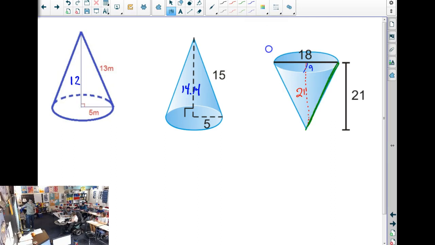What did we get for the slant height out here? 22.8. I got 22.8. It's got to be bigger than 21, that's for three. Yeah, 22.85. Square root of 22.847. All right. Actually, let's check our answers here.